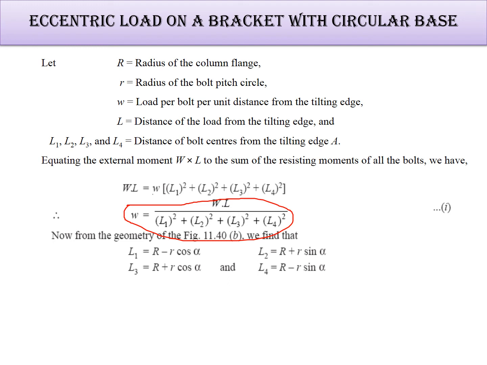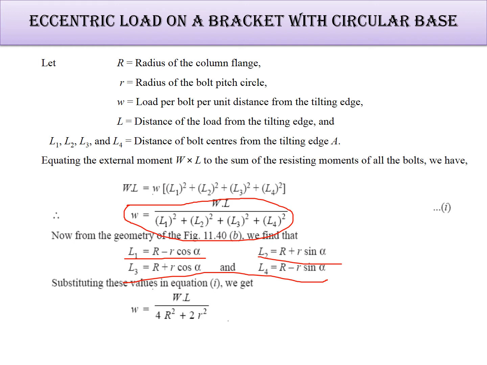Now from the geometry of the figure which we have seen in the last slide, L1 is equal to what? L1 is capital R minus small r cos alpha. L2 is capital R plus small r sin alpha. Same thing for L3 and L4. Okay, so we get it. L1 and L4 are the same, L3 and L2 are the same, only the sin and cos change here. So L1 and L3 have cos and L2 and L4 have sin. So just remember it in this way.